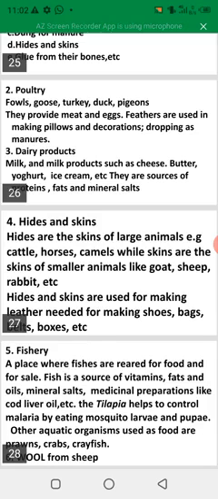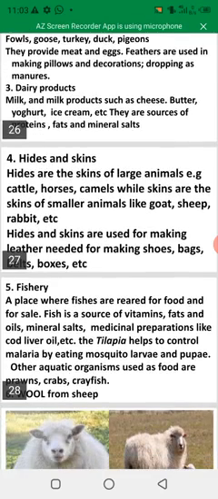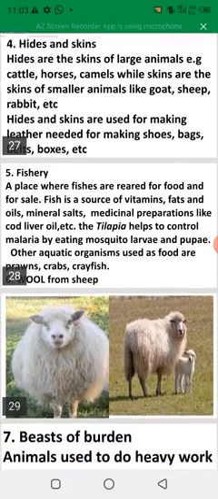Then number 4 we have what? Hide and skin. Hides are skin of large animals, e.g. cattle, horses, camel. While skins are the skins of smaller animals like goats, sheep, rabbits, etc. So hide and skin are used for making leathers, needed for our shoes, our bags, our boxes, and many others. So these are the things we can use hide and skin for.